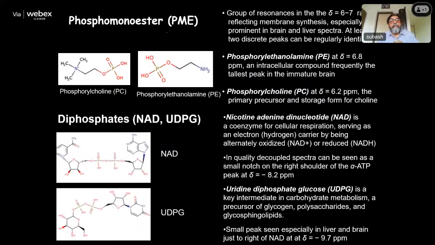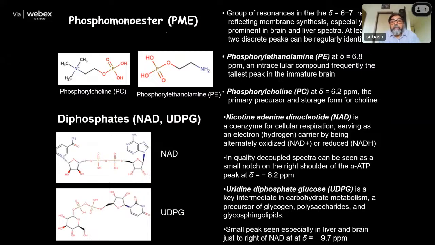Then phosphorus monoesters, PMEs, are a group of resonances in the range of 6 to 7 ppm, reflecting membrane synthesis, especially prominent in brain and liver spectra. At least two discrete peaks can be regularly identified, which are PE, phosphoethanolamine, at 6.8, and phosphocholine at 6.2 ppm, and they are precursors of storage of the choline containing compounds.